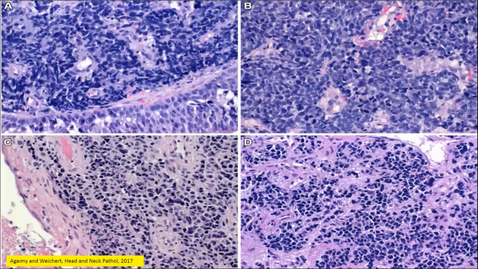Now, this is just a picture taken from a paper in 2017, which shows a very undifferentiated sinonasal tumor. And so you think, well, could it be one of these SMARCB1 deficient tumors? But this is actually a SMARCA4 deficient sinonasal carcinoma. And so I'm sure, as I said before, we'll probably see a whole variety of different types of lesions associated with deficits of these proteins.